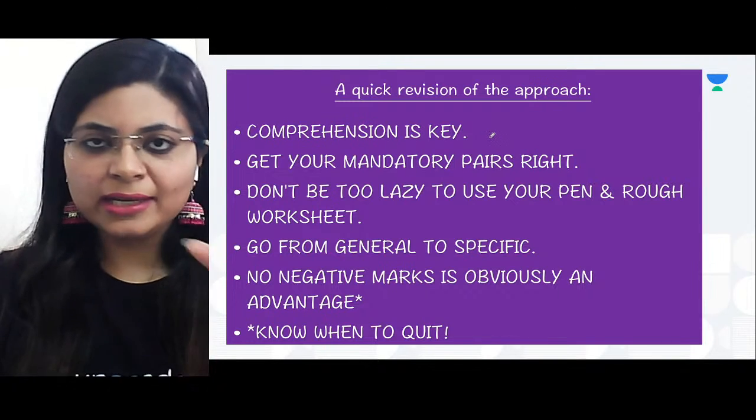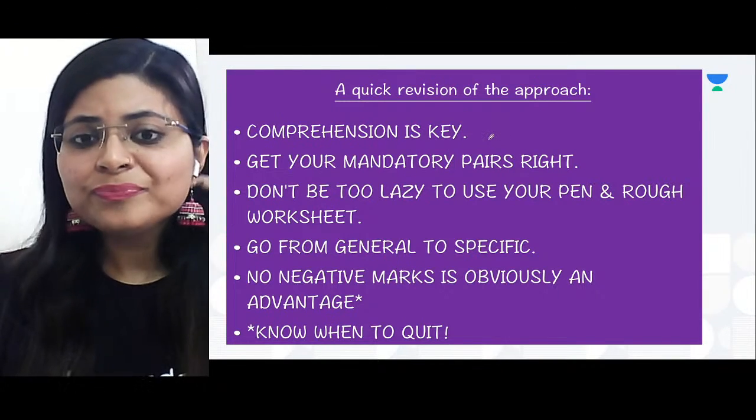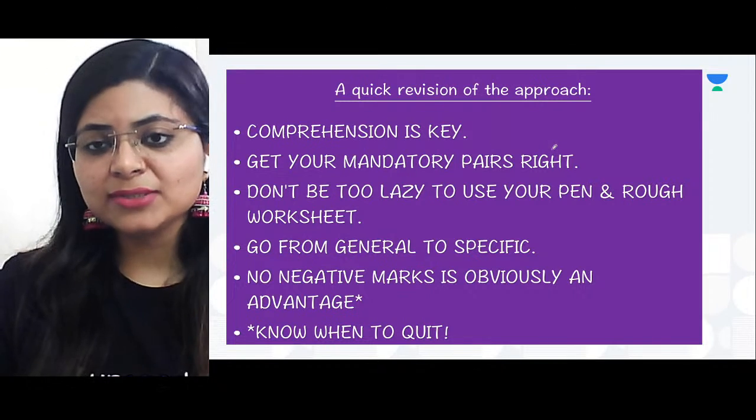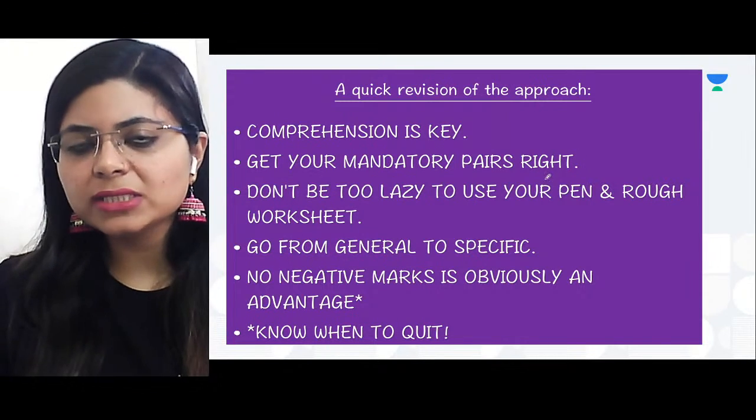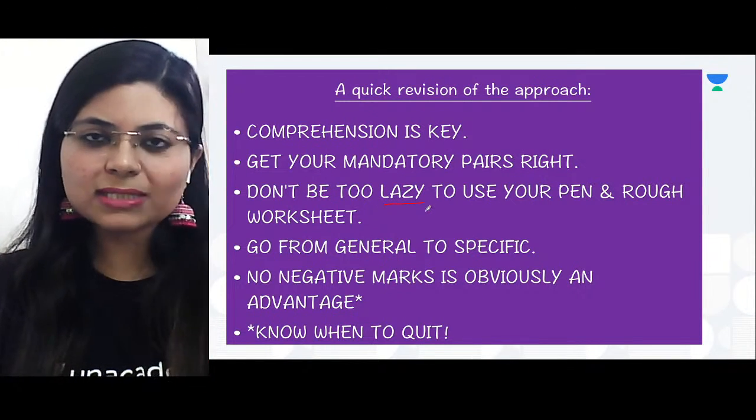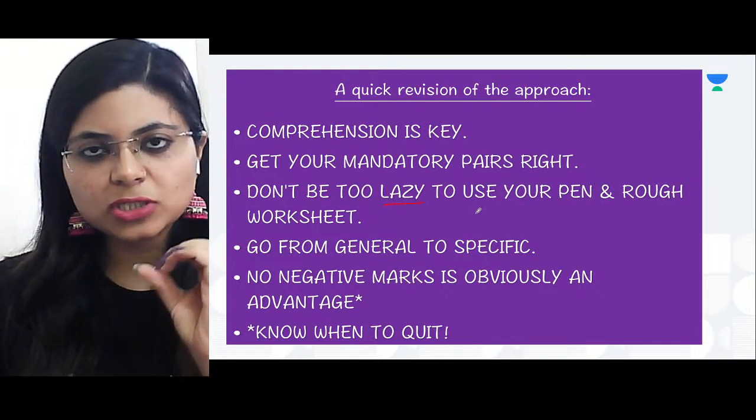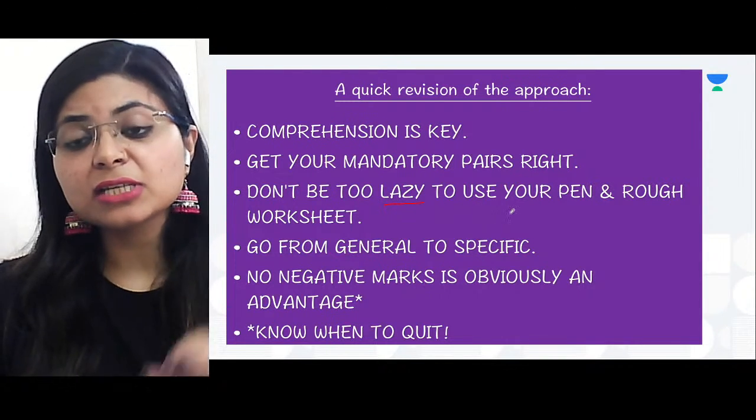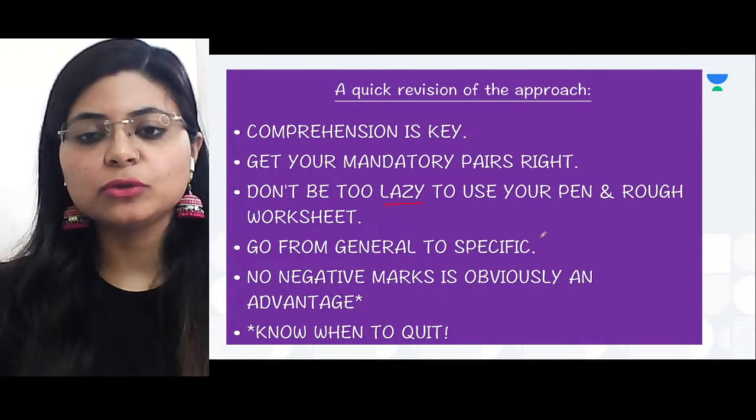तो अगर समझ नहीं आ रहा है, if you're unable to comprehend, if you're unable to understand, just skip the question, okay? You have to get your mandatory pairs right. It's important that your pairs go right. If your pairs are going wrong, obviously you will lose the battle. You don't have to be lazy thinking like school, oh, this is English, English mein no rough work. This is not English, this is verbal abilities based on logic, it's based on making pairs. You have to work on your worksheet, on the pen and paper that's given to you.